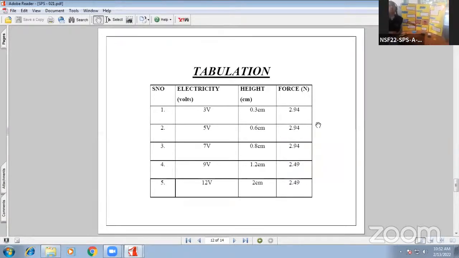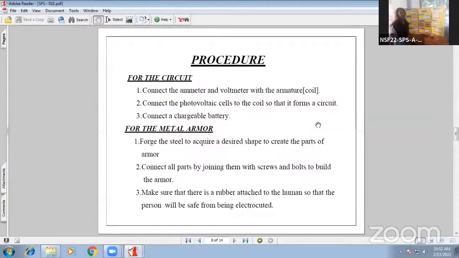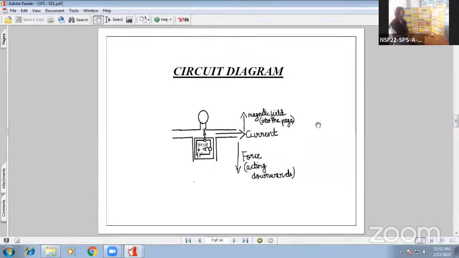I'll be placing the circuit in the spine of my armor, and the current will be flowing in this direction. So the current will create a magnetic field that will act upward, and that will create a force that will act downward. And the downward force pushes the object above, so it will levitate.